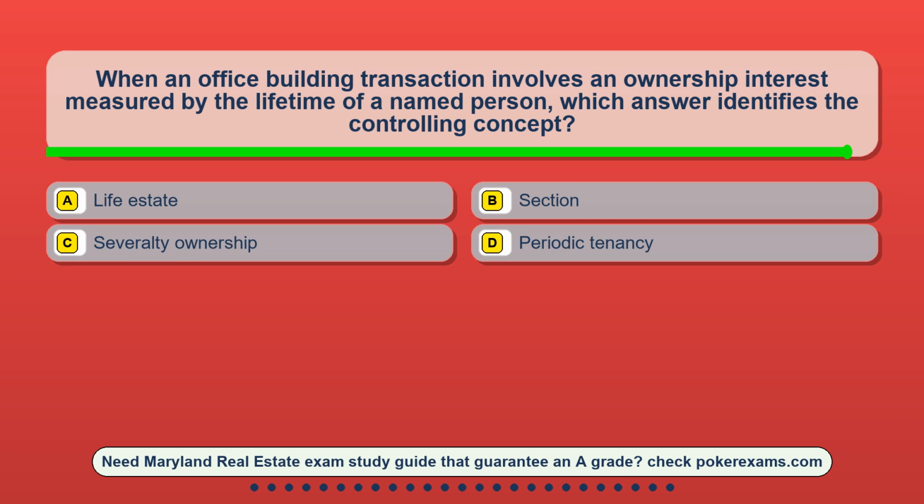Question 12. When an office building transaction involves an ownership interest measured by the lifetime of a named person, which answer identifies the controlling concept? Option A, life estate. Option B, section. Option C, severalty ownership. Option D, periodic tenancy.